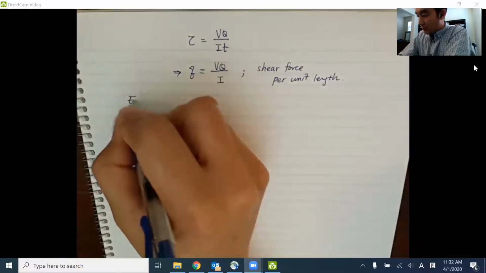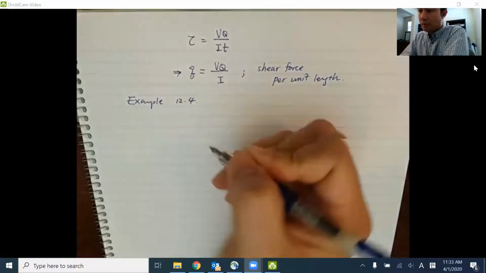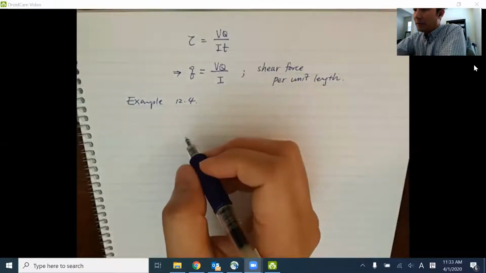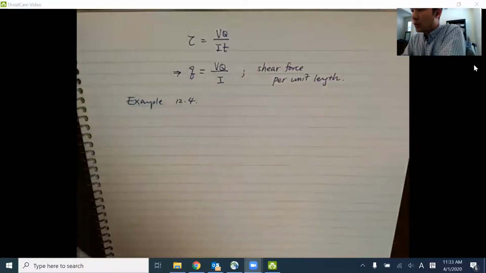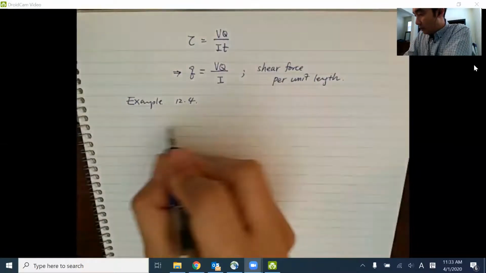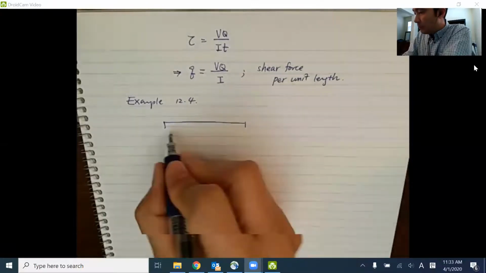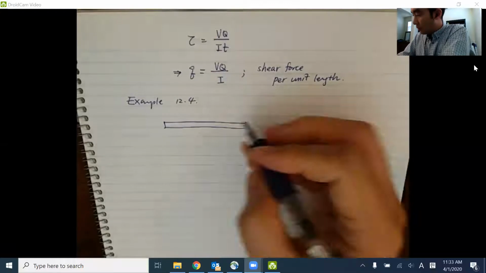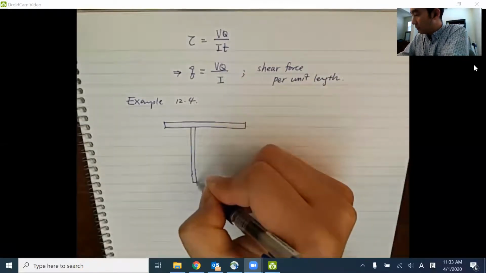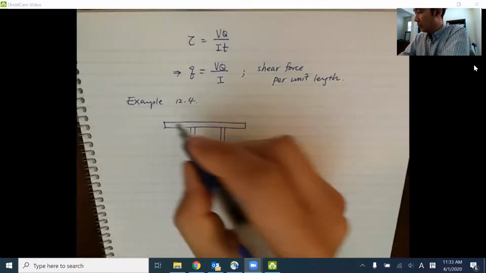So here's example 12.4. The problem is this: we have a built-up section. That beam is constructed from 3 boards glued together, and it looks something like this. I'm going to draw it here. So this is the top board, and then 2 other boards here. Okay, so something like this.